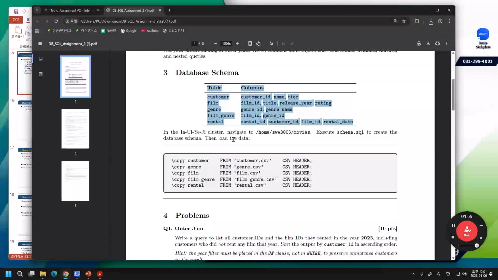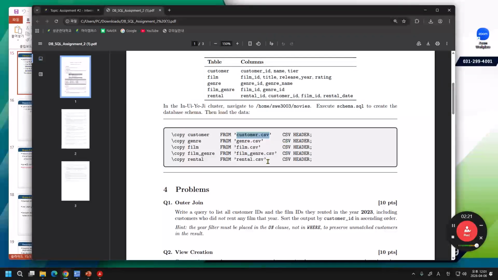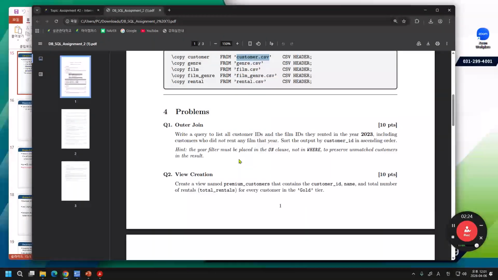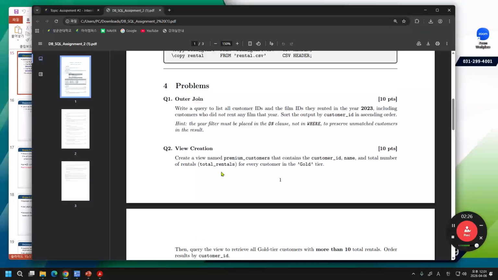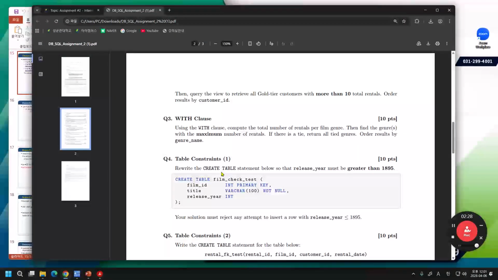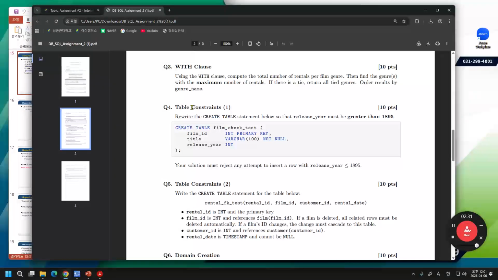And then to insert some records into those tables, you need to run these statements. The copy statement is for Postgres to read a text file and insert each individual record into the given table. Once you initialize your tables, you need to write SQL queries for the following 10 problems. And as you can see, each problem has a title.